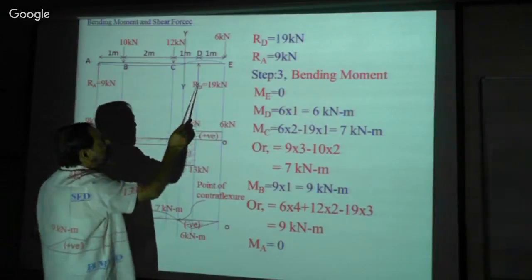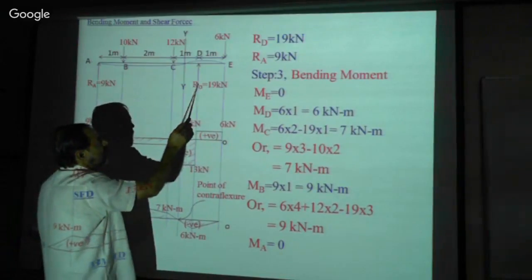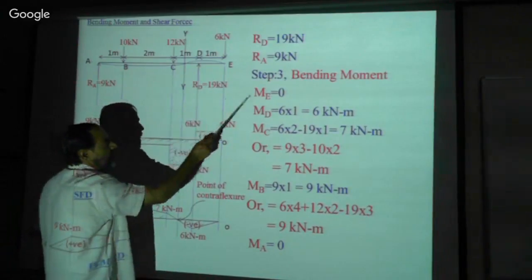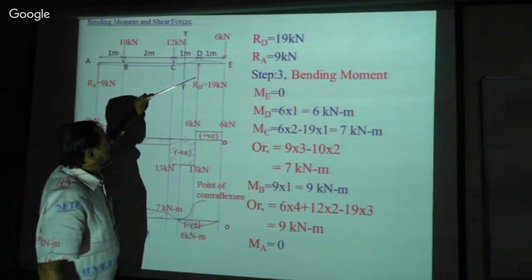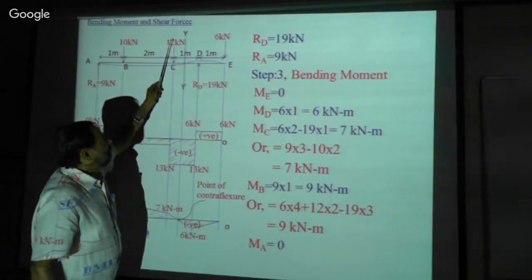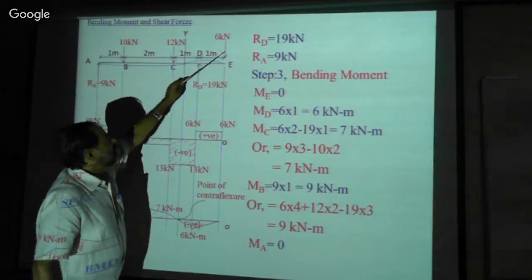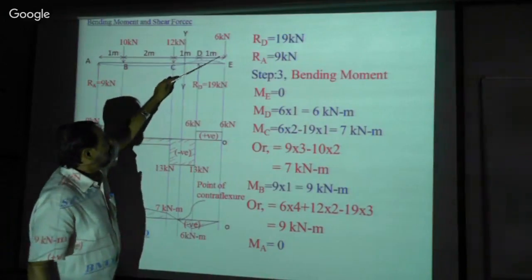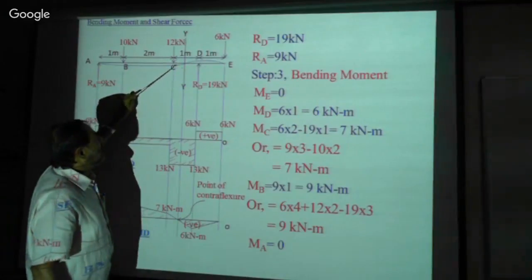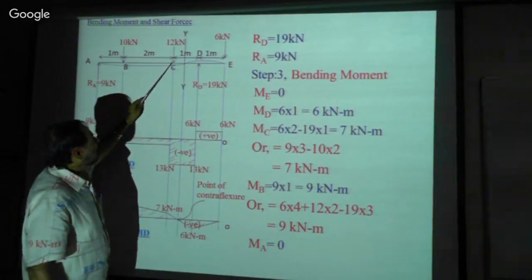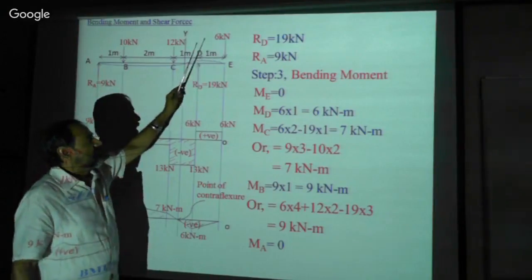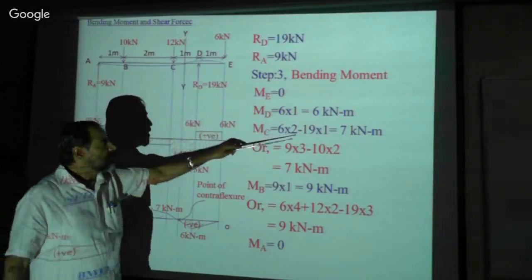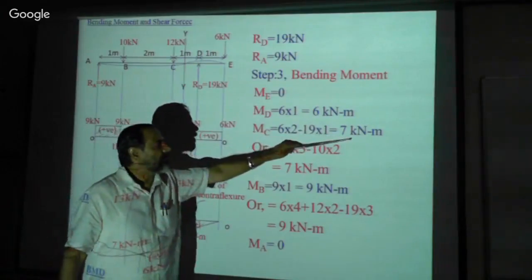The other one is the reaction, 19 kilonewton into 1 meter. See, one I have taken positive, the other one I have taken negative, isn't it? Now here, the one is positive because it creates clockwise with respect to this point. This creates anti-clockwise, therefore with respect to this, one is positive, the other one is negative, isn't it? And we'll get the result, it is 7 kilonewton meter.